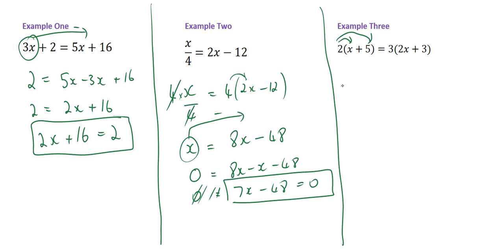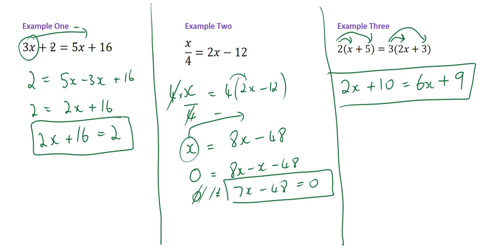So 2 times x is 2x, and 2 times 5 is 10. Now we've got the 3 times the 2x, so that's 6x. So that was 3 times 2x, and 3 times 3 is 9. Now it looks just like example 1 over here with x on both sides, no brackets. So we need to move the x's to one side. Just for the sake of showing you can do it either way, what we will do is move this one over here. Now the opposite is minus.